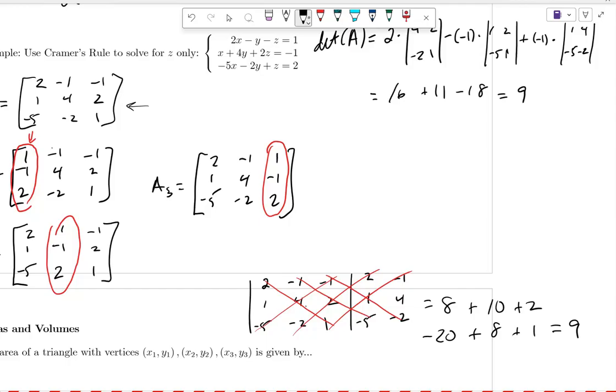It's just a shortcut to do it that way. Literally, this only works for a 3x3, by the way. That's why I'm hesitant to show it, because students want to try to do it for other types of matrices. This only works for a 3x3. That's why I typically don't show it.